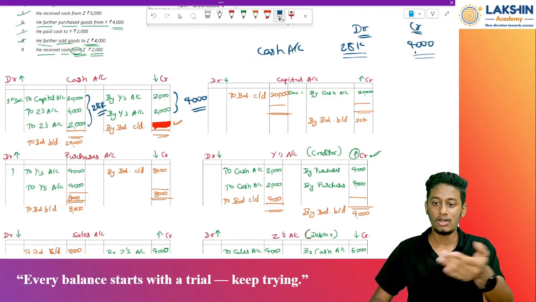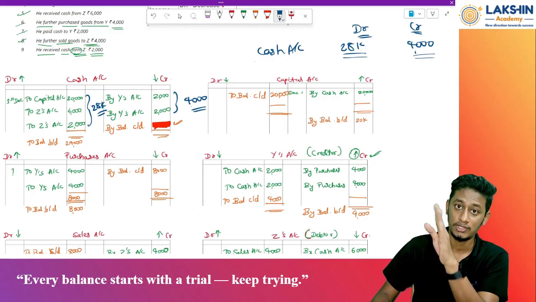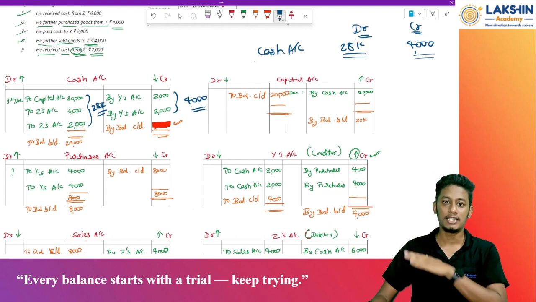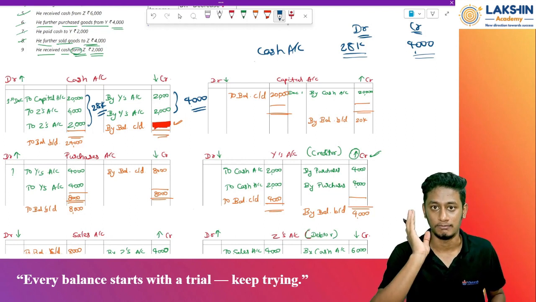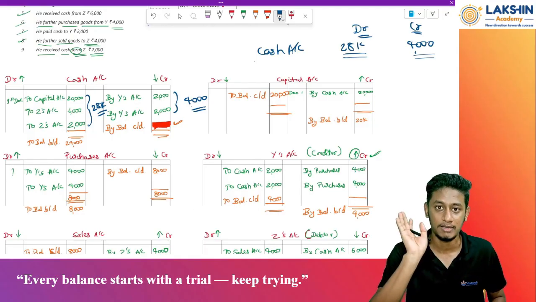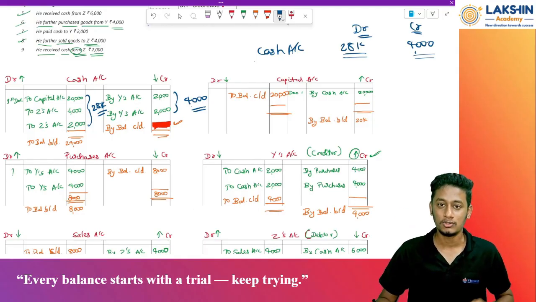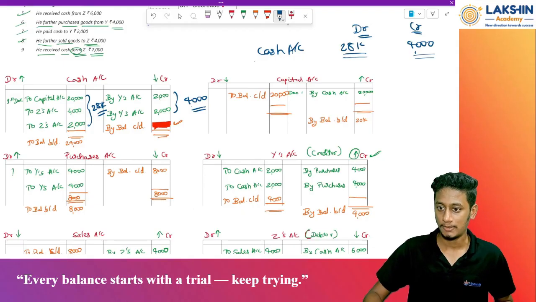But we will not go through it. If you want, you can just have a look at it from the examination point of view. But as per me, they have never asked a trial balance question. Why? Because it's a free question. So that's why they won't ask you the trial balance. That's my assurance to you. So I recommend to skip it.